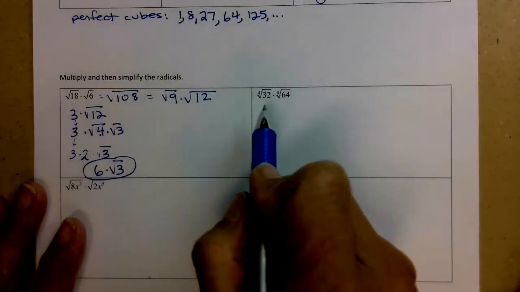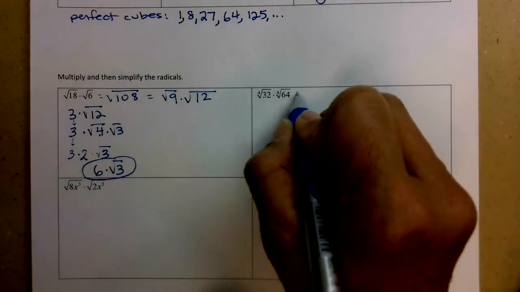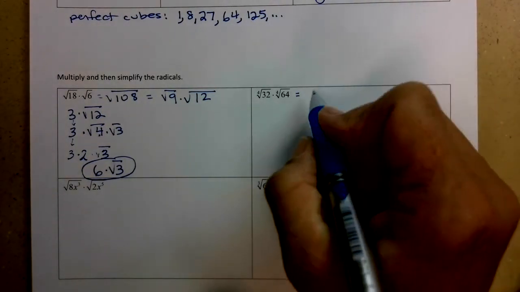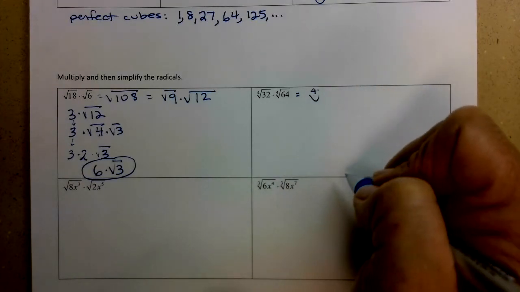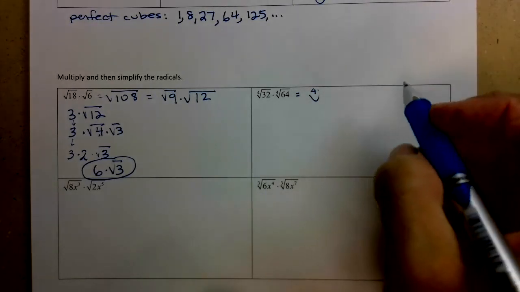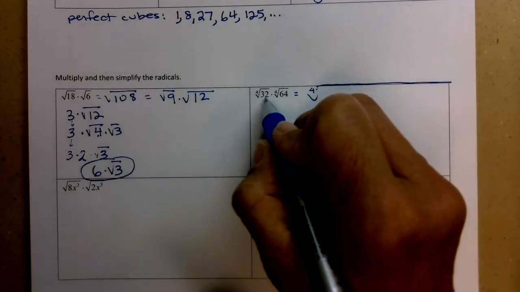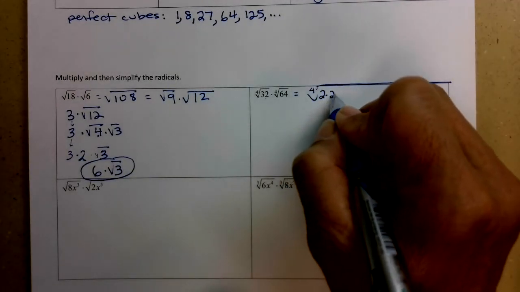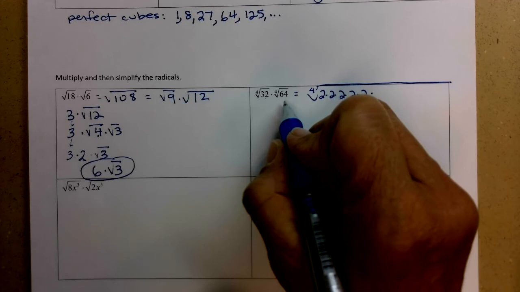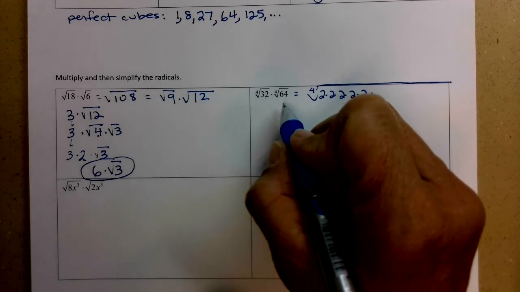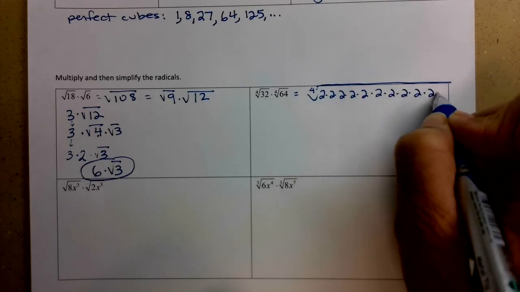How about this one? 4th root of 32 times the 4th root of 64. What are we going to get? 4th root of, gosh, I don't think I want to actually multiply that out because that's just going to be big. So maybe what I'm going to do is I'm just going to write those powers of 2. Right, so 32 is 2 to the 5th. So 1, 2, 3, 4, 5. And 64, what is that? That's another 2, so 2 to the 6th. 1, 2, 3, 4, 5, 6.